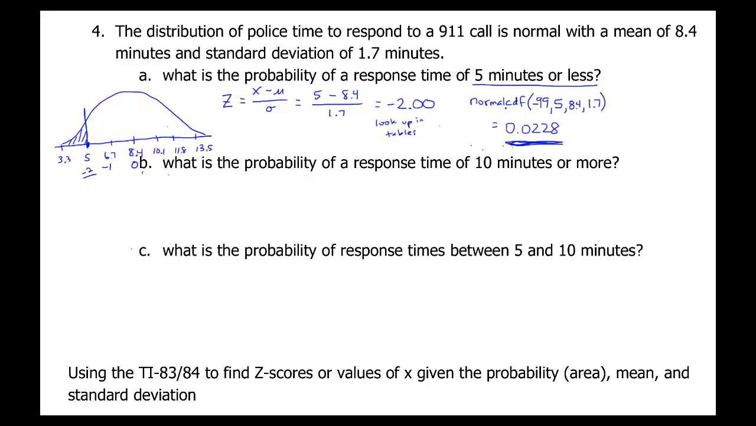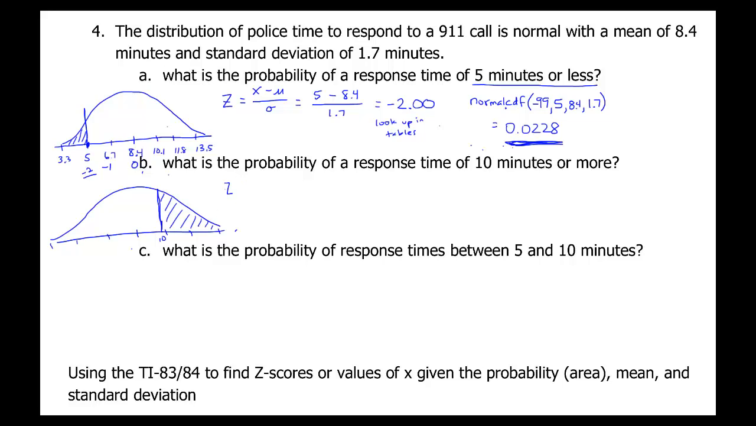Next one, probability of response time of 10 minutes or more. There's our distribution again. I'm not going to write the numbers again, but 10 would be just under the 10.1 that I have up on that top graph. So 10 is about right here. 10 minutes or more, we want the area to the right.